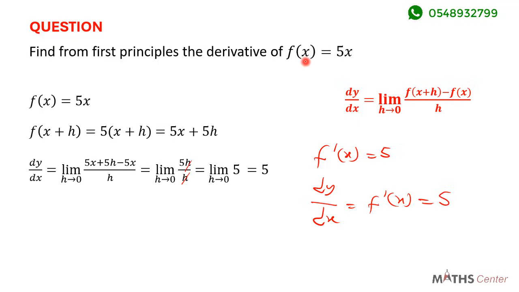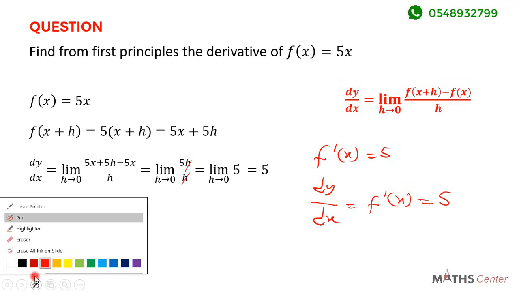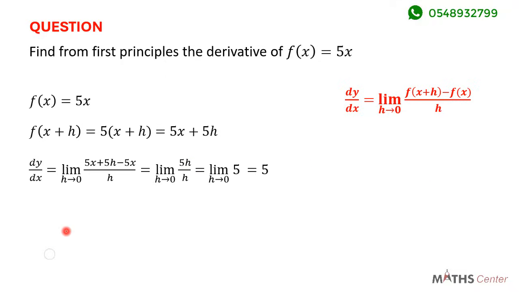So when you differentiate the function f of x is equal to 5x, you have 5. But here we differentiated from first principles because we used the limit as h approaches 0, f of x plus h minus f of x divided by h.